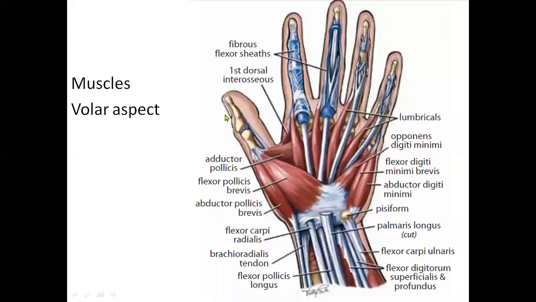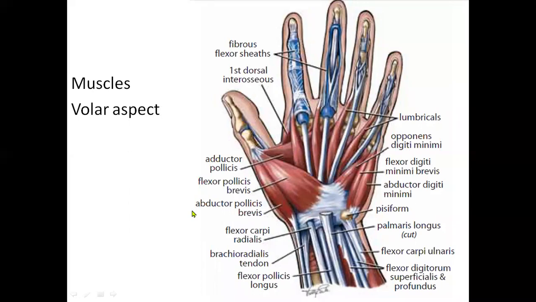The thenar muscles make an eminence here, which is known as the thenar eminence, and the muscles which make the thenar are four in number. They are the opponens pollicis, as well as the abductor pollicis brevis, this one, and this is the flexor pollicis brevis.